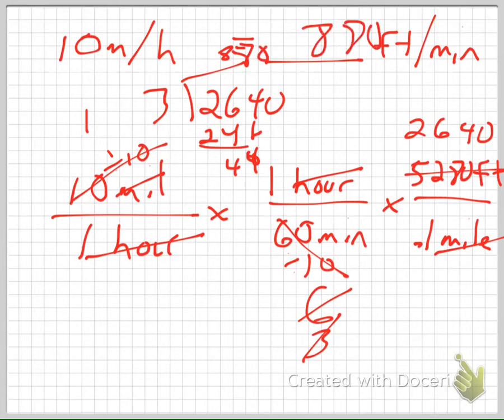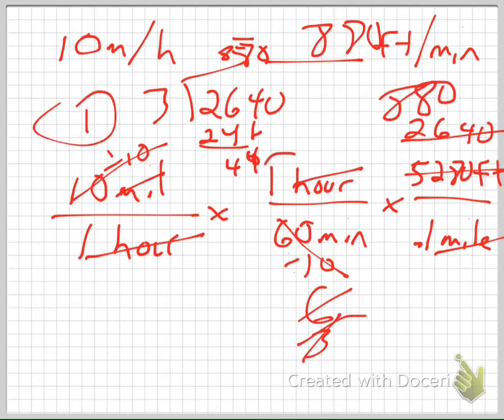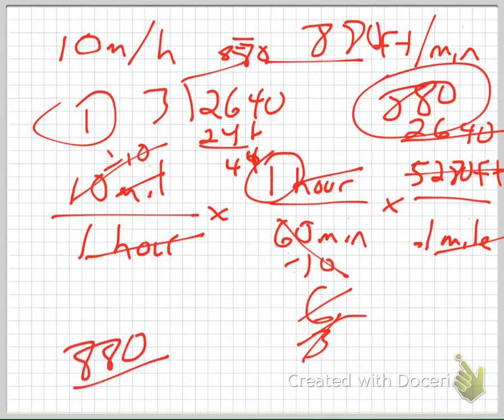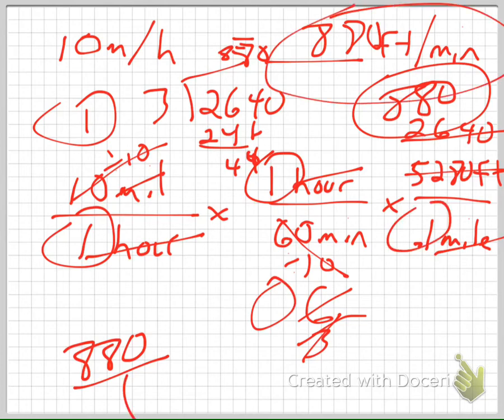So look here. That's gone. This is now 880. That leaves me with 1 times 880 is 880 over 1 times 1 times 1, which is just 1. 880 feet per minute. Does that make sense? You multiply your ratio by 1 in whatever form you need to help you. You guys try one. Nah, it's easy. Try one.